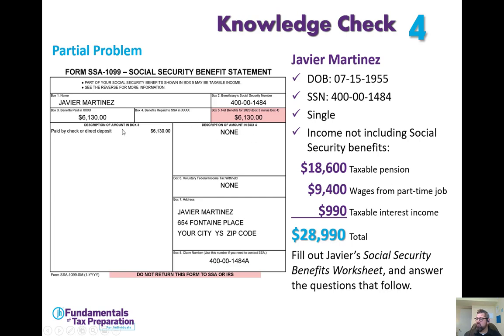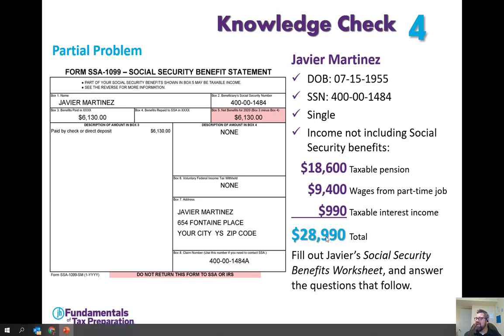$6,130 in benefits. Taxable pension $18,600. Wages for part-time job $9,400. $990 taxable interest. Total is $28,990. What amount is entered on Social Security benefits? That's the $6,130 that was listed on the 1040 form.